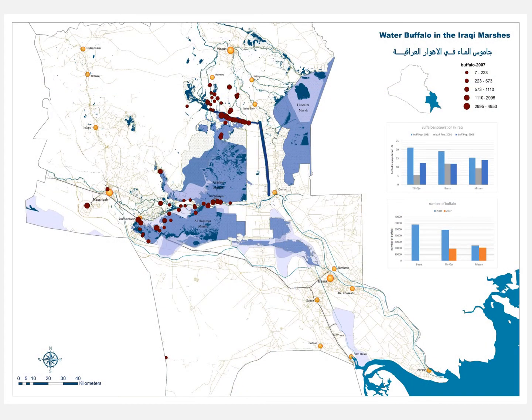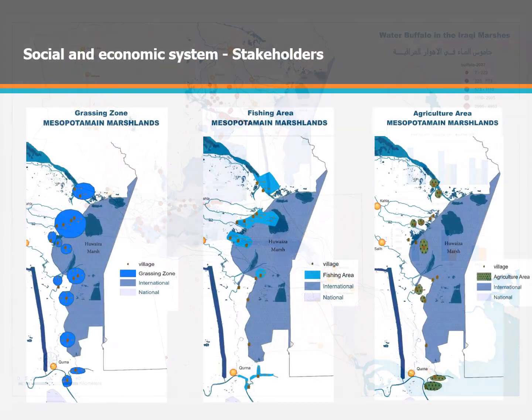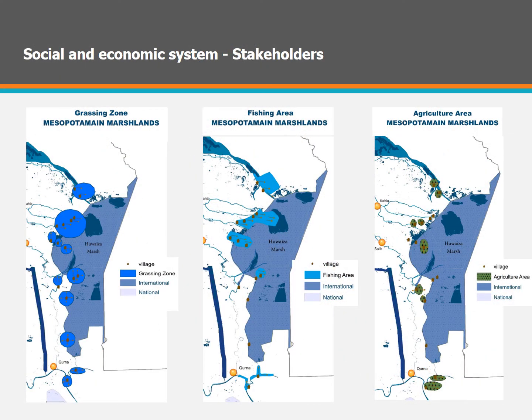Water buffaloes are symbolic of the marshes, and their husbandry spreads throughout the area, as can be seen on this map. Fishing and agriculture take place in and around the marshes. The maps show where this is happening in the Haweza marshes. It is important to know where they are taking place and what they entail for management purposes.